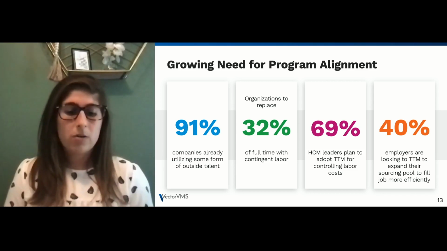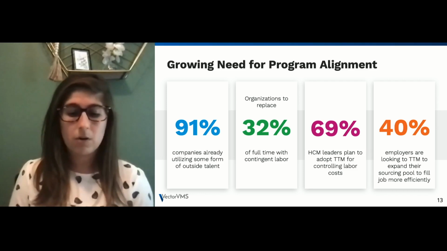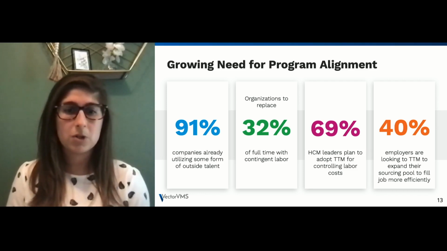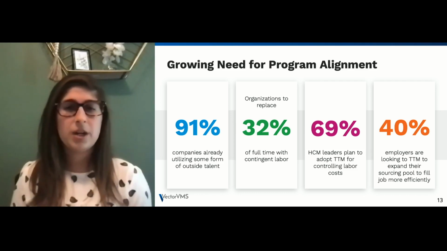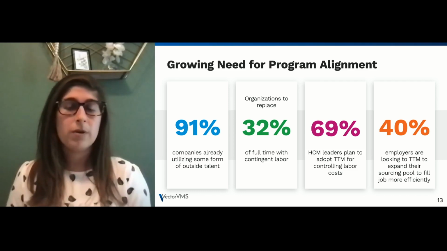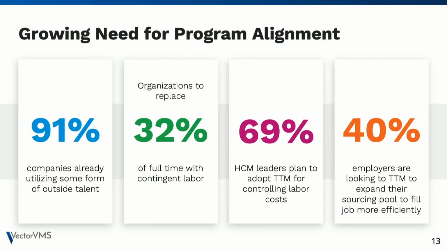So from our side of the house, cost and visibility are the two main reasons organizations are looking for total talent management strategies and starting to actually put them in place. In addition to cost and visibility, 40% of employers are looking to total talent management to expand their sourcing pool and bring in that top tier talent in a more efficient manner.